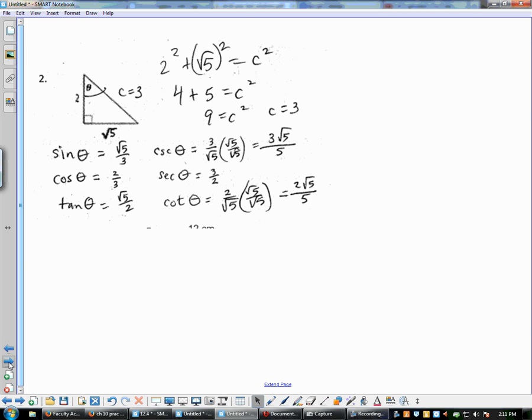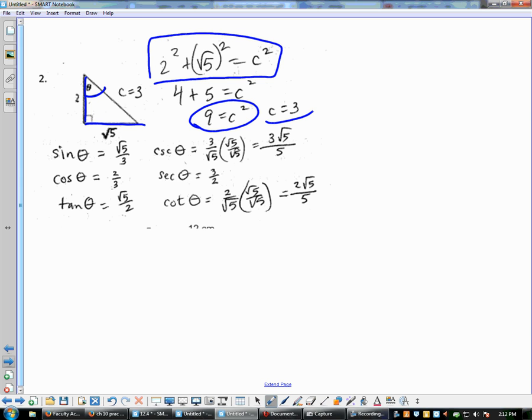For number 2, you are not given all 3 sides. You were only given that this side here was 2. That was the adjacent side to our angle theta, and that the opposite side was square root of 5. And so you did have to do Pythagorean theorem, so we're going to take 2 squared plus square root of 5 squared, and that's going to be equal to c squared, because c is our hypotenuse here. It's the side opposite the right angle. 2 squared is 4, square root of 5 squared is 5, so we end up getting 9 equals c squared, and so c is equal to 3.